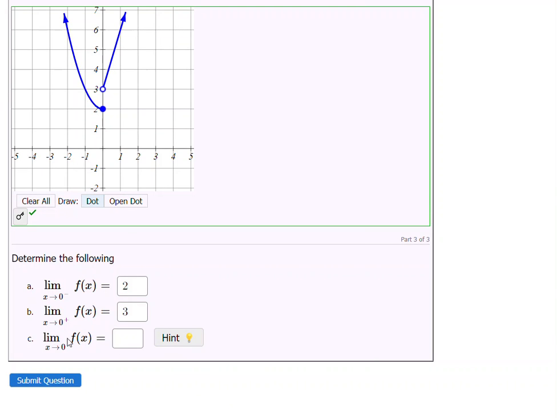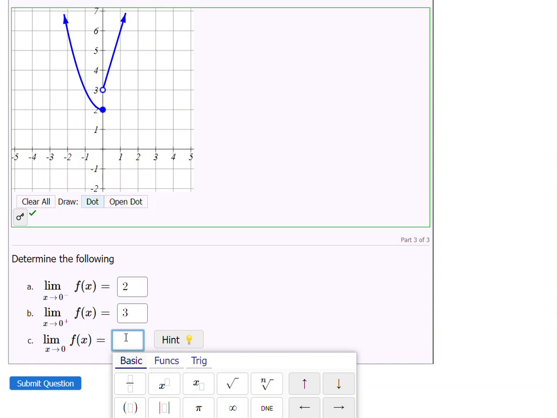Now, what is the limit as x approaches 0 of f of x? Well, it's approaching different numbers from the left and the right. So we're just going to say it does not exist.